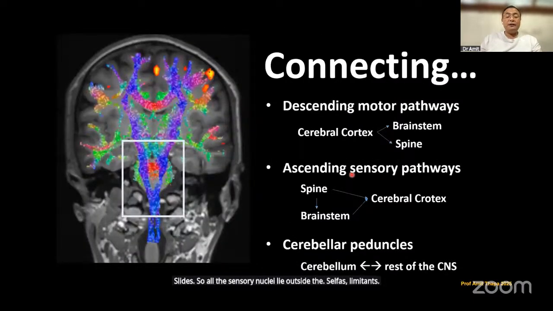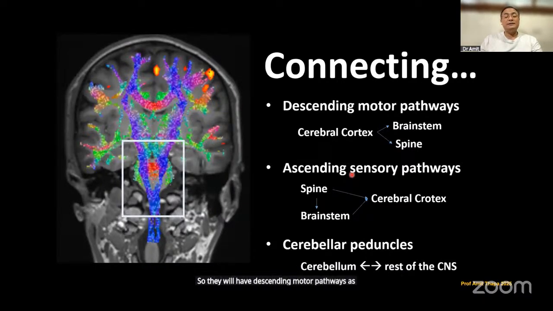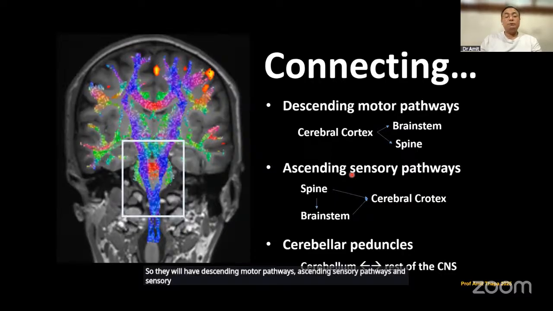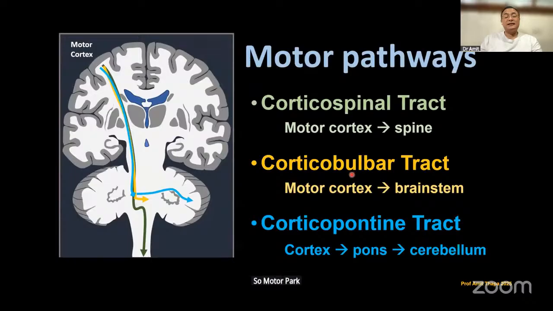Now, the midbrain, pons, and medulla also serve as connecting fibers or connecting tracts between the cerebellum and the spinal cord. So they will have descending motor pathways, ascending sensory pathways, and cerebellar peduncles, which will be communicating with each other. So motor pathways are basically in 3 groups.